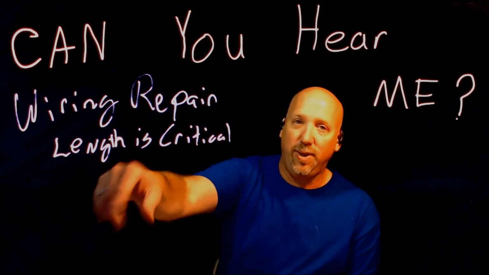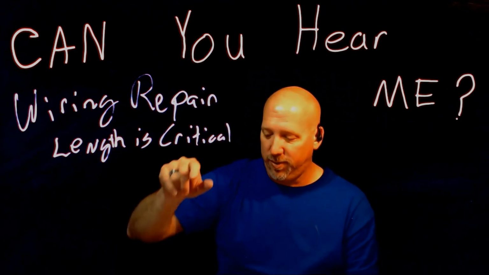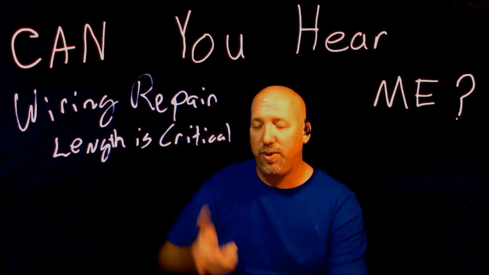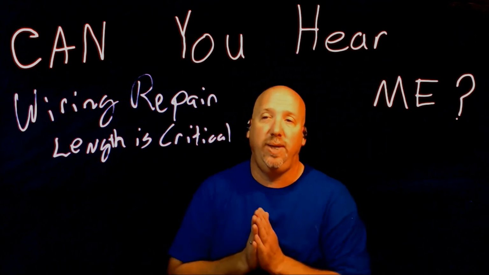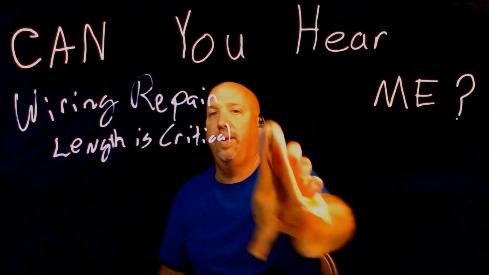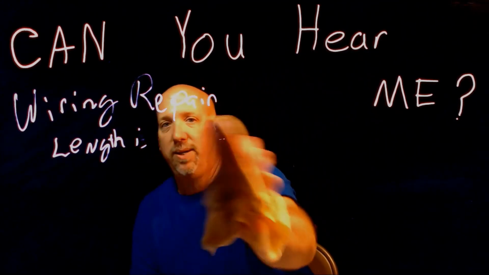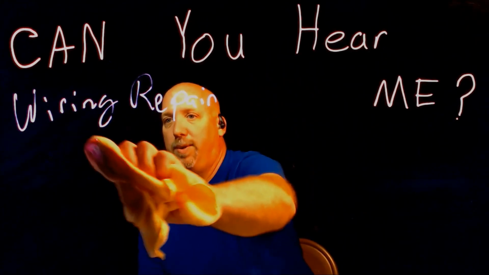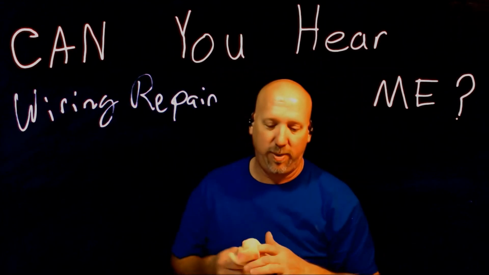So length is critical. Splicing is critical. Twisting is critical. Make sure you use the right type of solder, and always use heat shrink. Length is very critical. You don't want to be out of sync on your wire repair there. So length is critical. Twisting is critical.